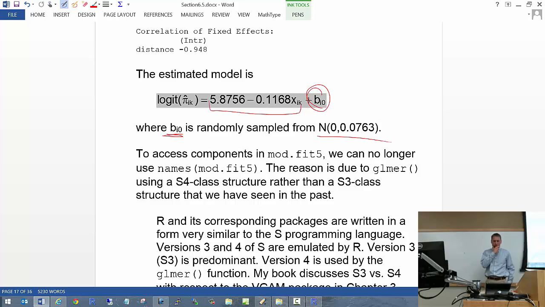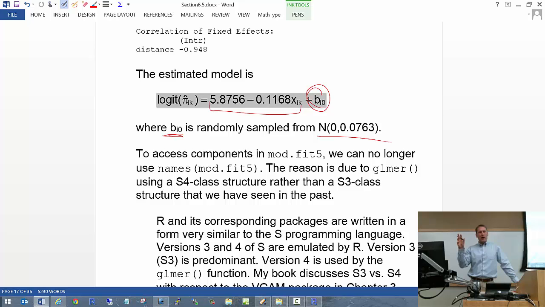Okay, so now in the past, if we wanted to see the stuff that was inside a model fit object, we would say names(mod.fit). We can't do that here. The reason is that this package is written using what's called S version 4. Previously, all the stuff that we've done was S version 3, unless you looked on your own at the VGAM package and the vglm function, which we kind of skipped over.